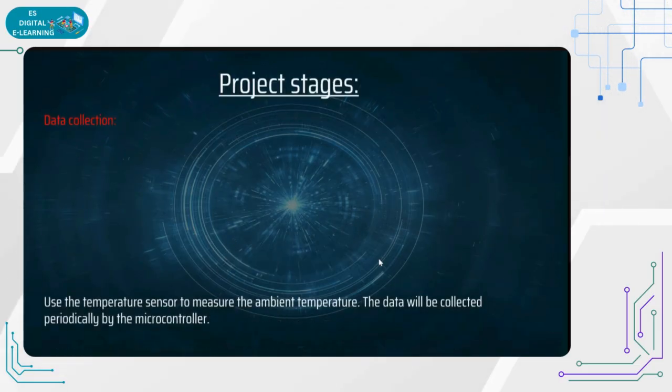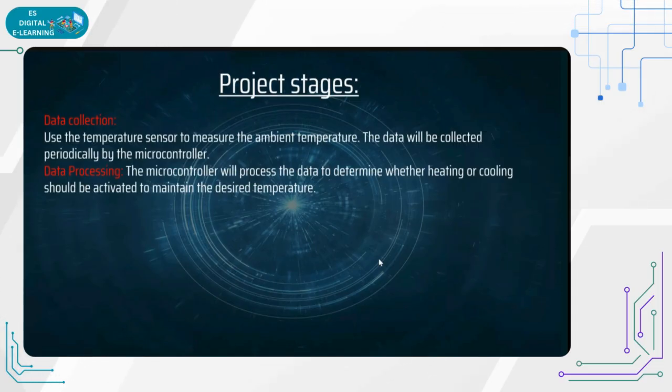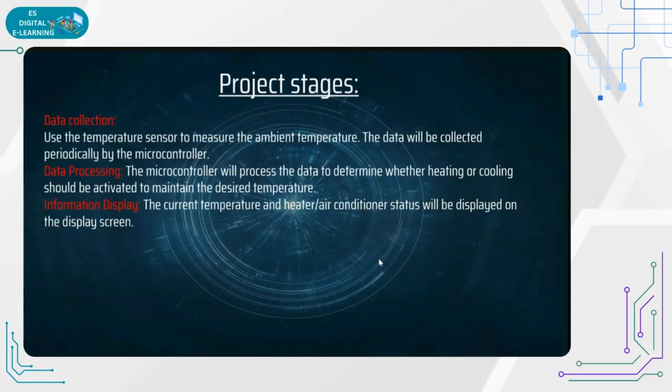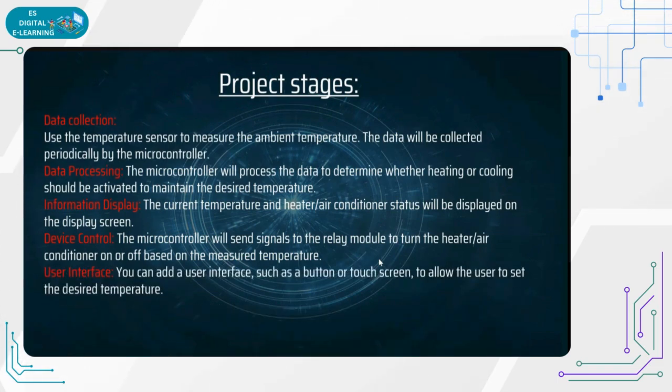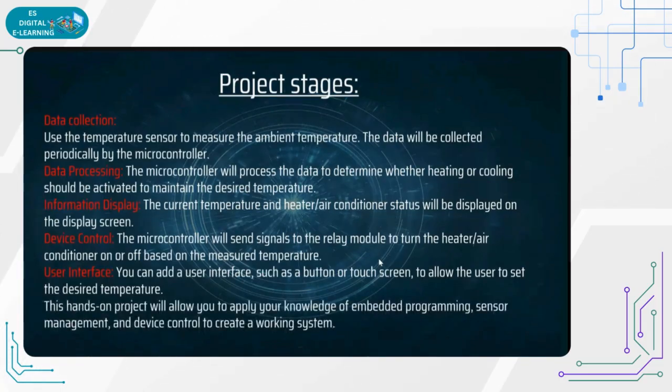Project stages: data collection, data processing. What will an embedded system do? It will collect the data, process the data, and display the data. And we are able to control the data, that is the device control, and we have a user interface, so we can have a touch screen or buttons, and we can set it. So these are about the projects.